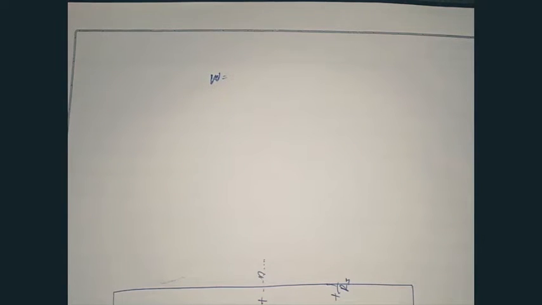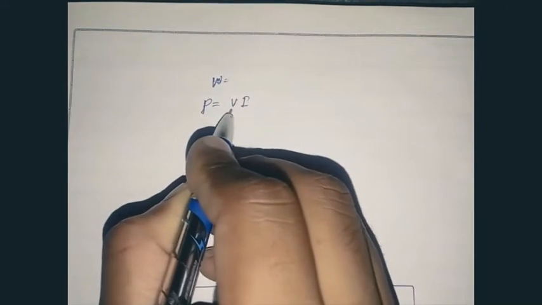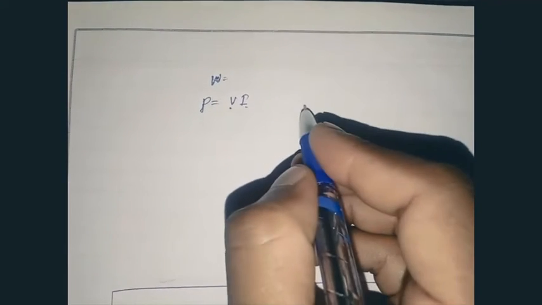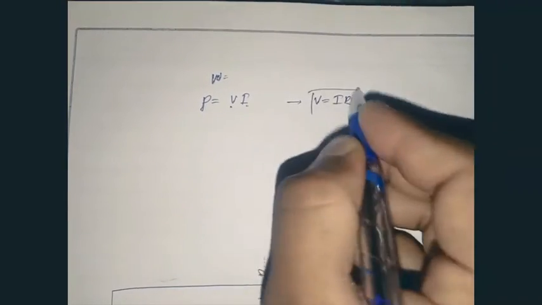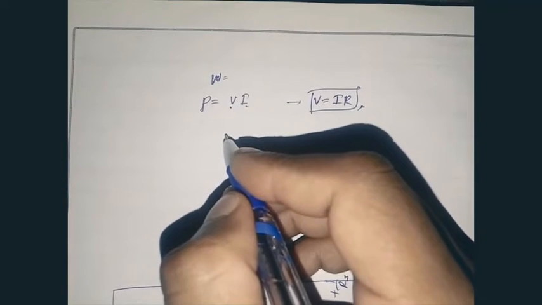So guys, now we'll discuss power. Power is P equal to VI, that is potential difference into the current flowing in a circuit. You must also know that V is equal to IR, from Ohm's law. I'm going to use this formula to get different forms of the power formula.